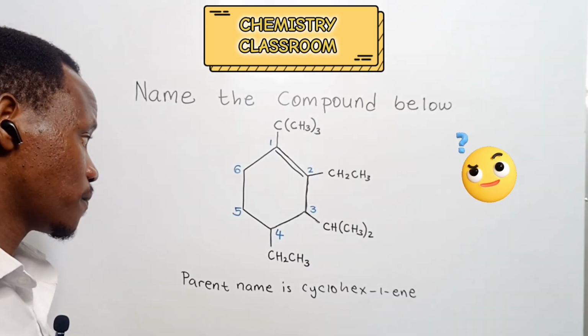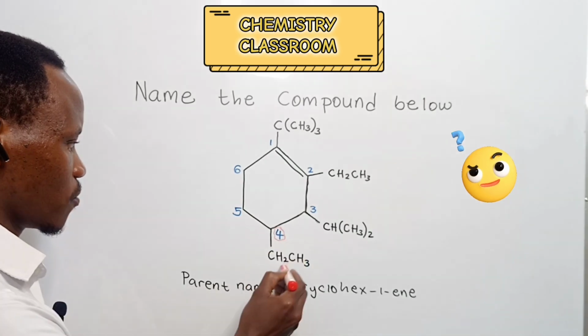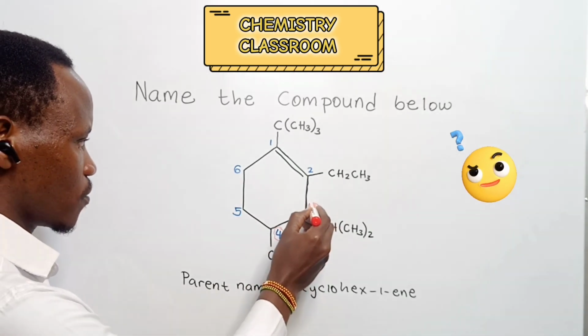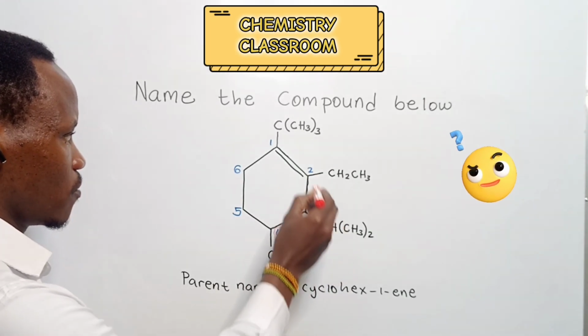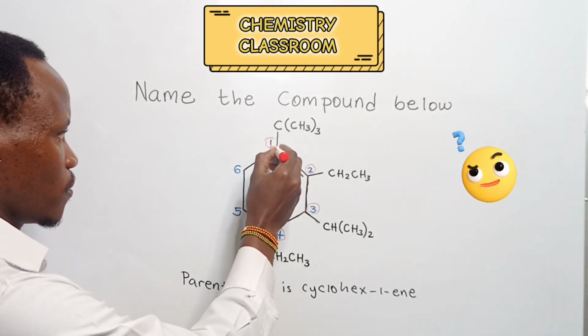So, after numbering, we are interested in position number 4. Why? Because we do have a substituent. Position number 3, we also have a substituent. Position number 2, and of course position number 1.